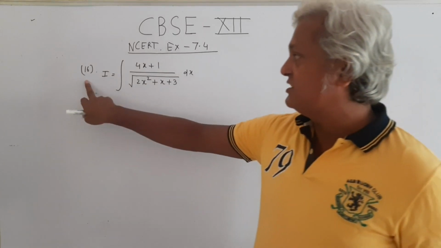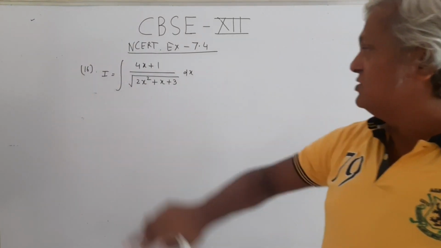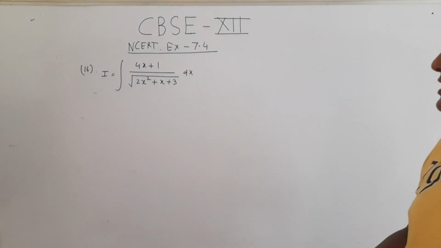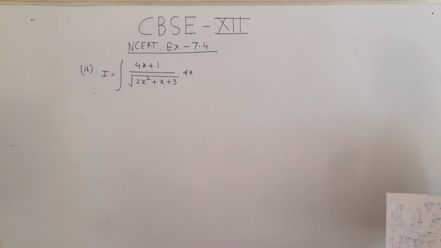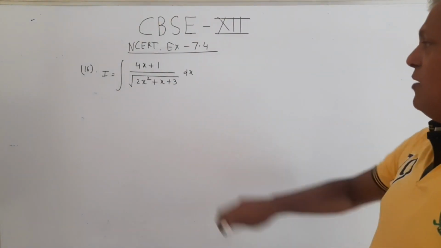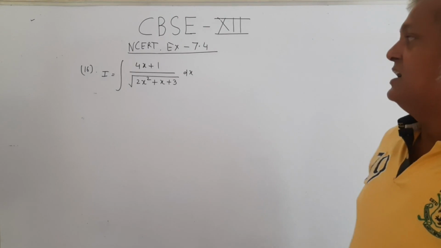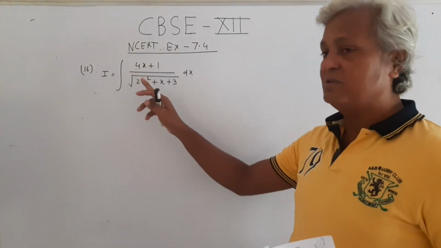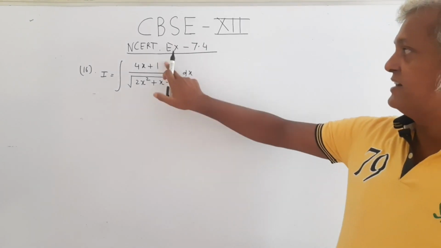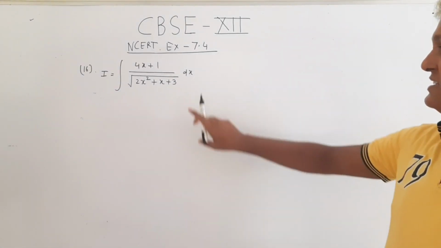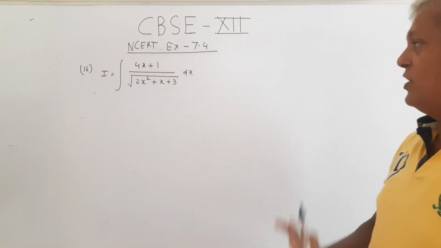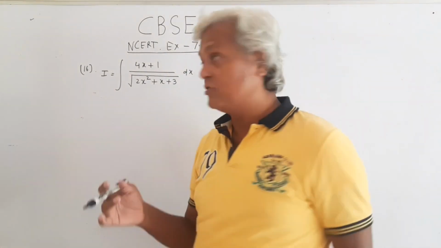Now here is question number 16. Find the integral of 4x plus 1 over the square root of 2x square plus x plus 3. You can attribute this as the form where the numerator is a linear polynomial, ax plus b, here 4x plus 1, and the denominator involves a quadratic polynomial. In this standard form, I'm discussing the method also.